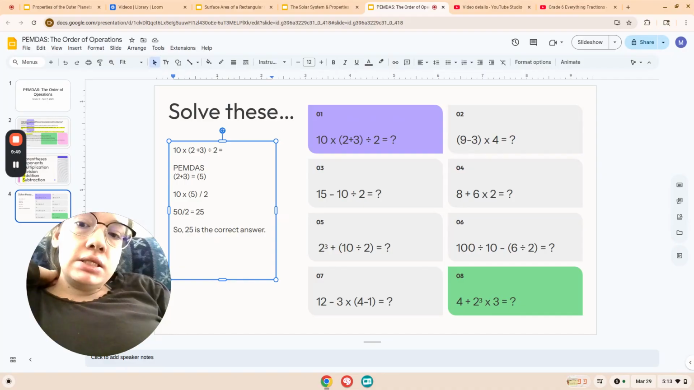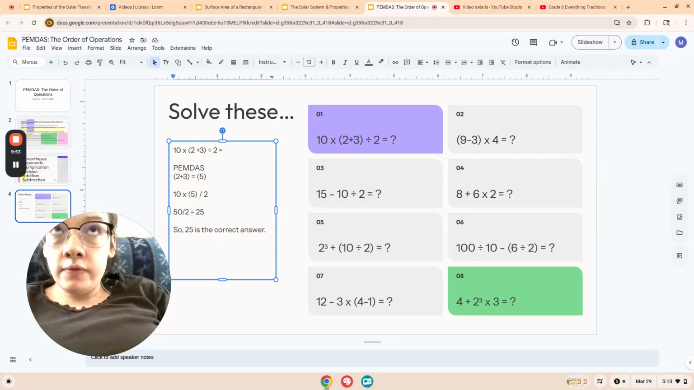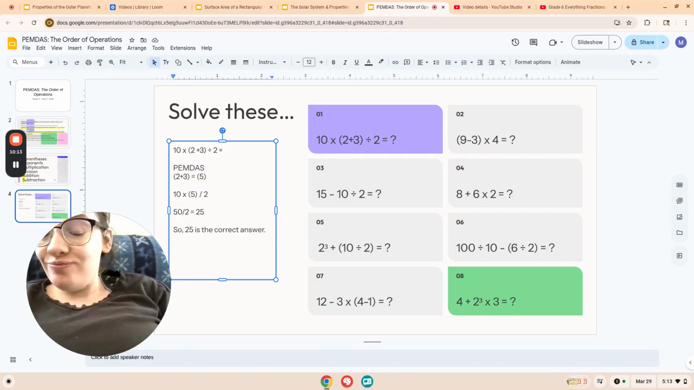And in the next lesson, after you cover PEMDAS for a week, we are going to be covering surface area of a rectangular prism. But please do not worry your mind with that. Focus on one thing at a time. You did fractions, but I really want you to focus this week on PEMDAS, the order of operations: parentheses, exponents, multiplication, division, addition, subtraction.